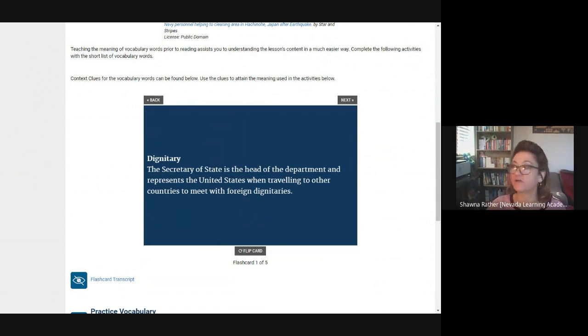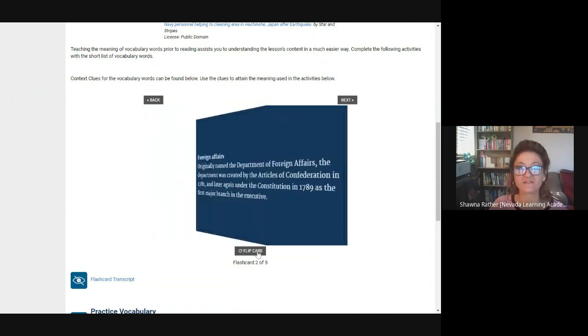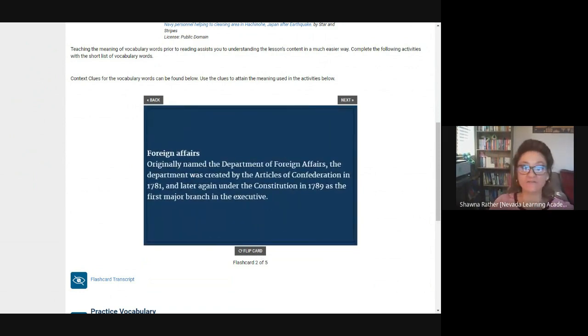Our next word is foreign affairs. Okay, so foreign meaning anything outside of our borders, right? So originally named the Department of Foreign Affairs. The department was created by the Articles of Confederation in 1788, and then later again under the Constitution as the first major branch in the executive.